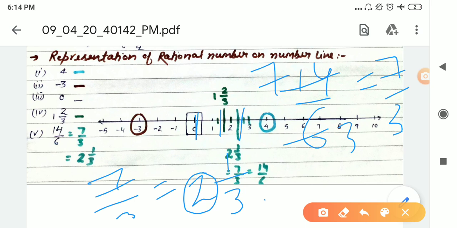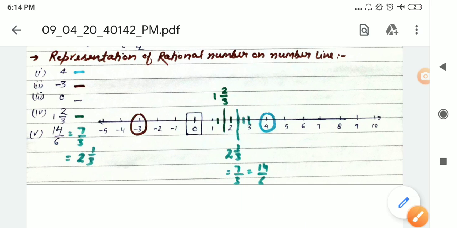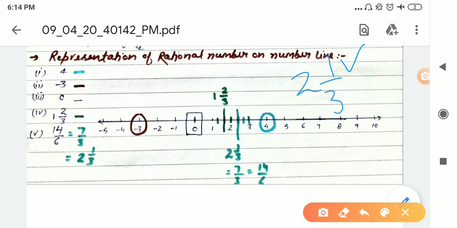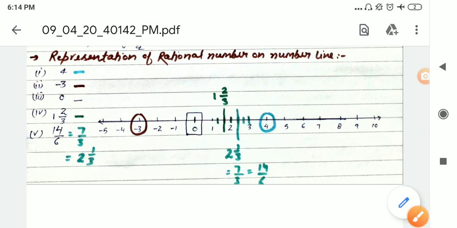Thereafter, just the next distance you need to divide into 3 equal parts. As you can see, I have divided 1, 2, 3, and out of 3 you have to take its first part. So this point is representing 2 whole 1 by 3, which is actually equal to 7 by 3, and it's equal to the equivalent rational number 14 by 6. You got it? Let us go to the next.